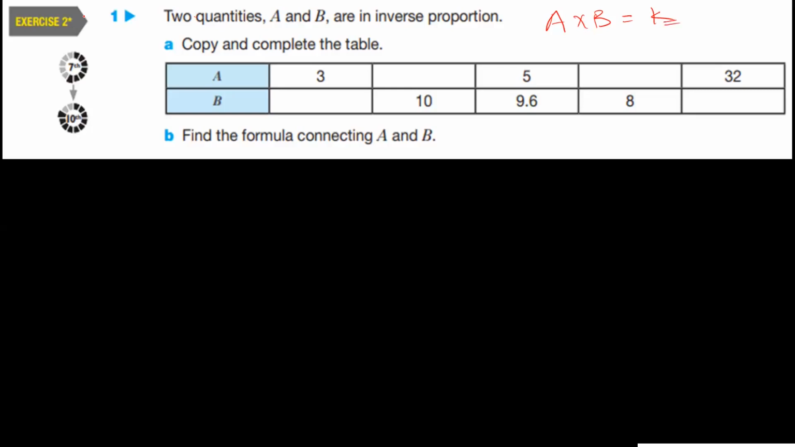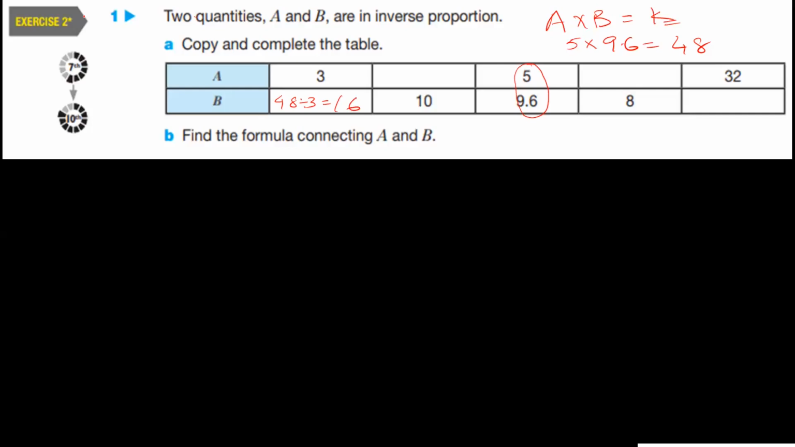So now we get what K is, because here we are given A is 5 and B is 9.6. When we multiply these two, we get K. Here we have K equals 5 times 9.6, so this becomes 48. To get the quantity B, we divide K by A, meaning 3. So 48 divided by 3 gives 16. So 16 is the answer here.